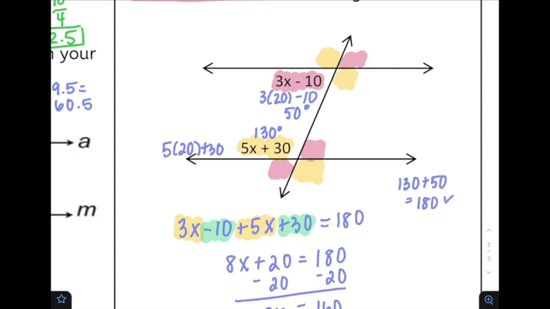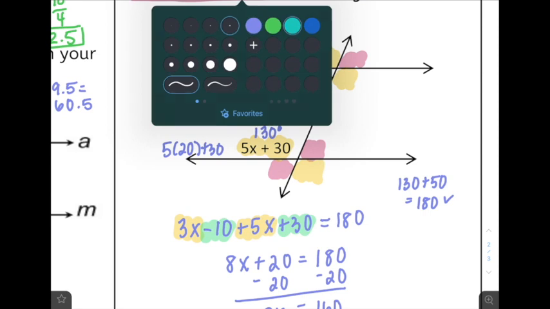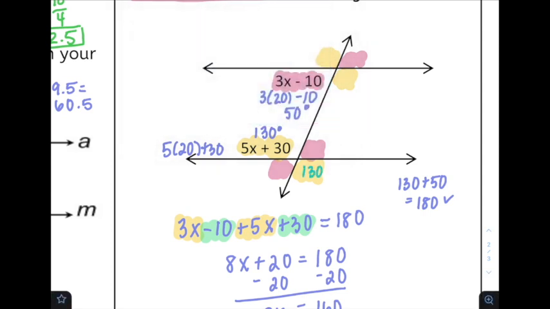Now, knowing this information, I can go back in and say, okay, well, I know this is 130 degrees, this is 130 degrees, and this is 130 degrees. This is 50 degrees, 50 degrees, and 50 degrees. And I know this because I pre-color coded everything. And again, once you pick an angle to color a certain color, you know that all the congruent ones, and then that's going to help you with your supplementary.